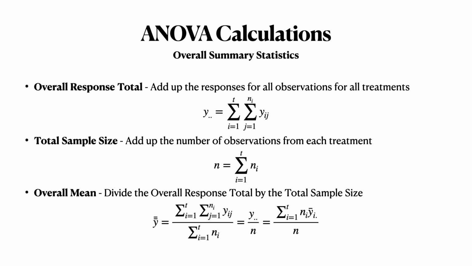We also need the total or overall sample size, and this is obviously just the sum of the individual sample sizes, and so we're going to denote this by n. And then finally, we need the overall mean. And so to get this, we divide the overall response total, the y dot dot, by the total sample size, n. And so we can see here that we're going to denote this overall mean by y with double bar on top. And then I've given 3 formulas here that we can use for calculating that overall mean.